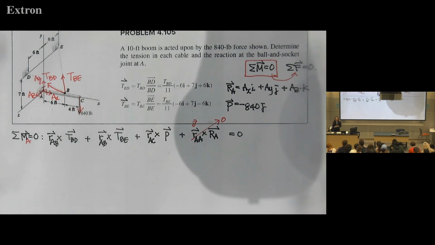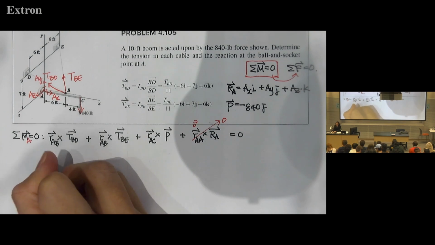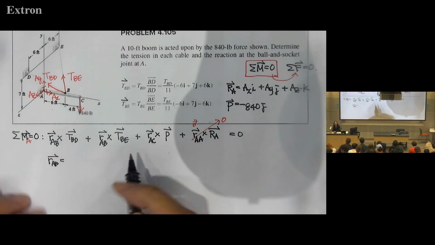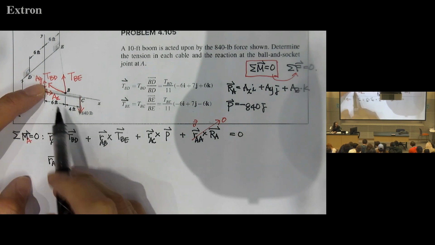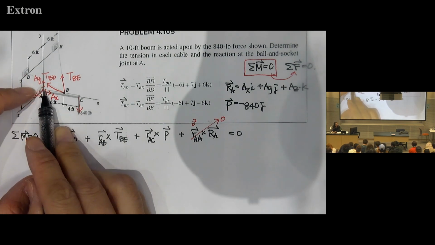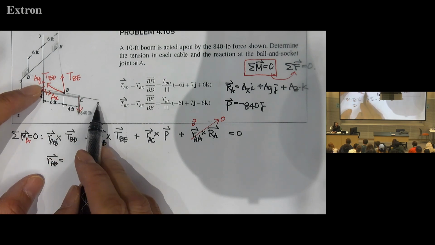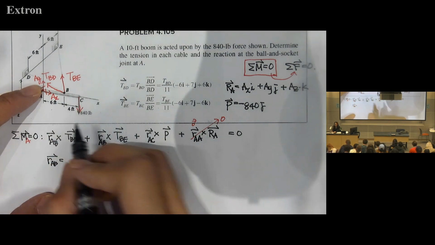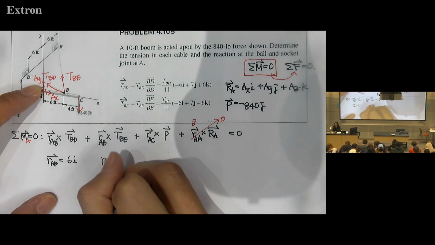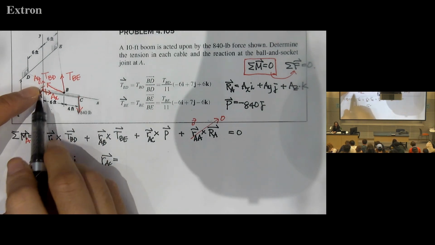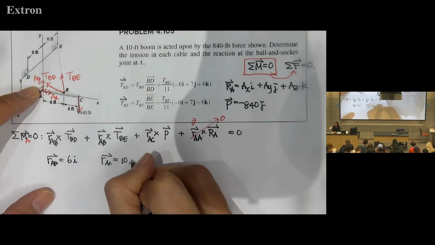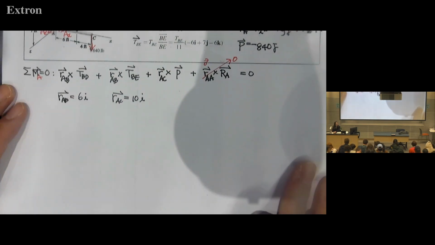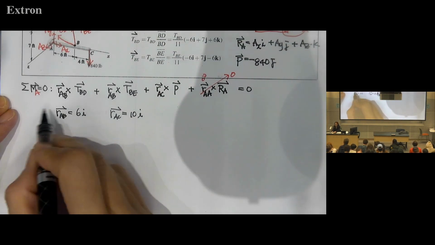Any questions? Okay, then now it's calculation time. So RAB, what is our RAB? RAB is this vector, and the magnitude is 6 feet, and the direction of RAB is along the positive x-axis, so 6i. And then RAC, A to C, 10i. Great.